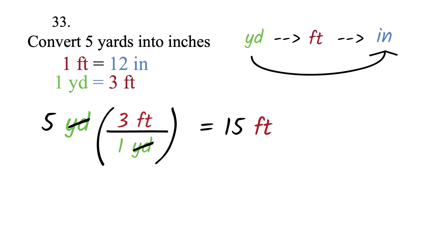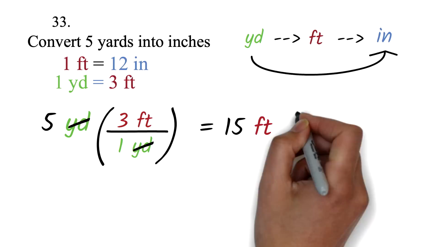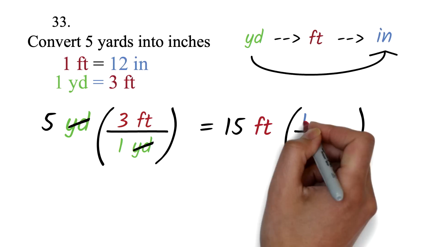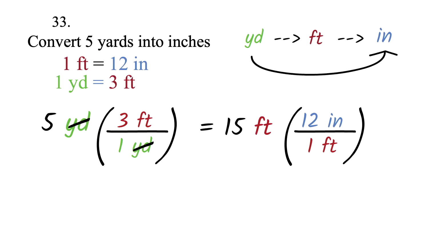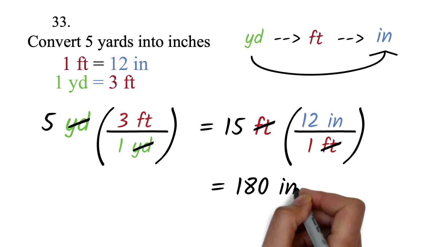Now we have to convert the 15 feet to inches. We will multiply it by the conversion factor, 12 inches over 1 foot. The feet will cancel out. 15 times 12 is 180. So the 5 yards we started with is 180 inches.